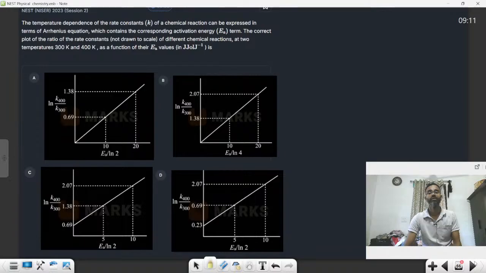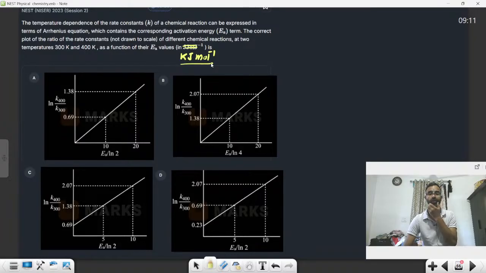Temperature dependence of the rate constant of a chemical reaction can be expressed in terms of Arrhenius equation, which contains the corresponding activation energy term. The correct plot of the ratio of the rate constants of different chemical reactions at 2 temperatures as a function of their activation energy. It is, I think it is kilojoule per mole. Okay.